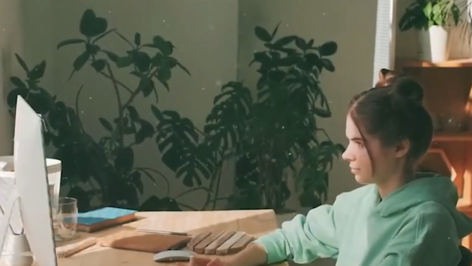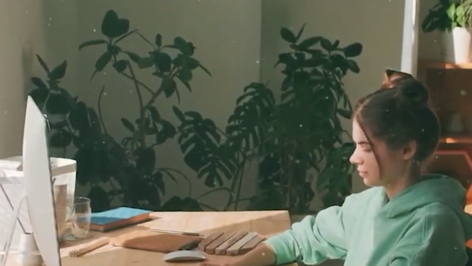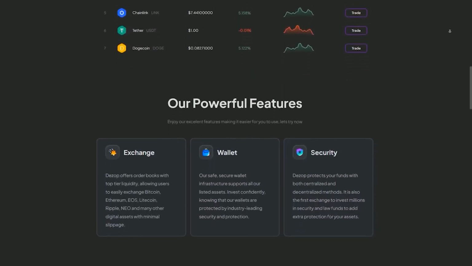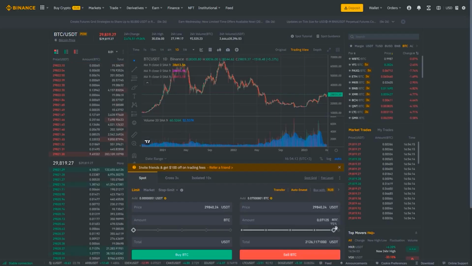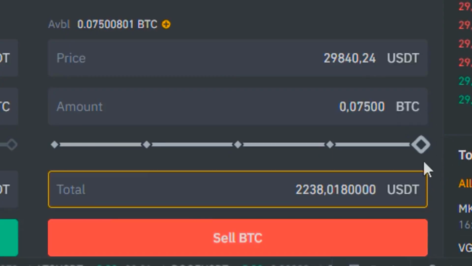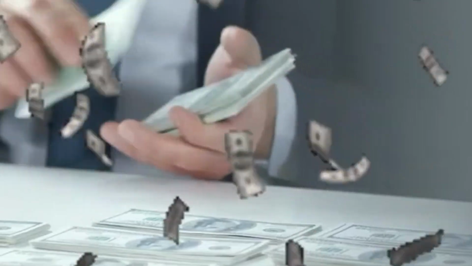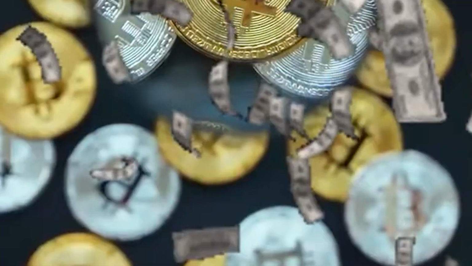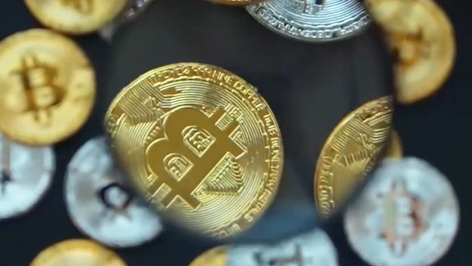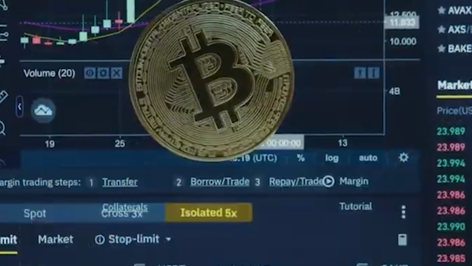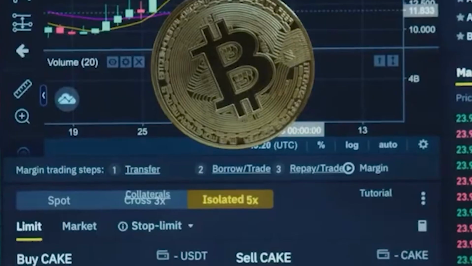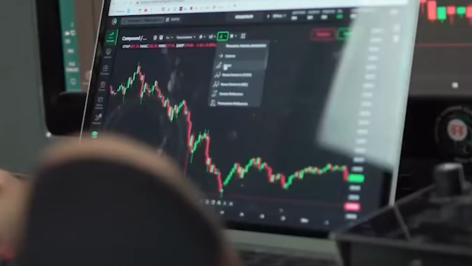Before diving into P2P arbitrage, it's essential to have a solid understanding of how it works. P2P arbitrage capitalizes on price differences between peer-to-peer platforms or exchanges. These price differences can arise due to variations in supply and demand, platform fees, regional market conditions, or liquidity discrepancies. By buying an asset at a lower price on one platform and selling it at a higher price on another, traders can profit from these disparities.